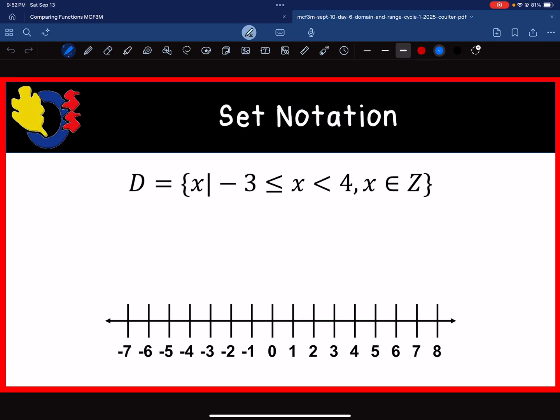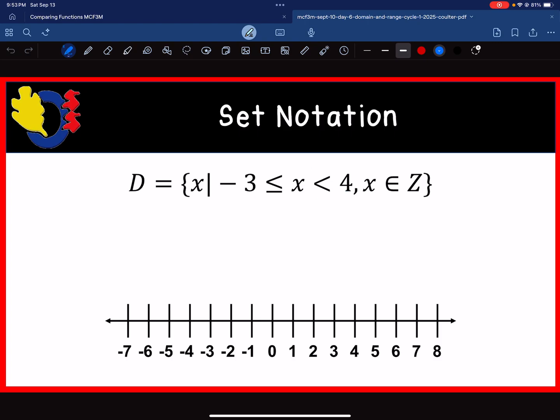Okay, today we're going to talk about set notation and domain and range. So if we look here, we have D equals, so the curly bracket means the set of the x values such that x is between and including, because we have an inequality sign that's less than or equal to, so between -3 but not including 4.